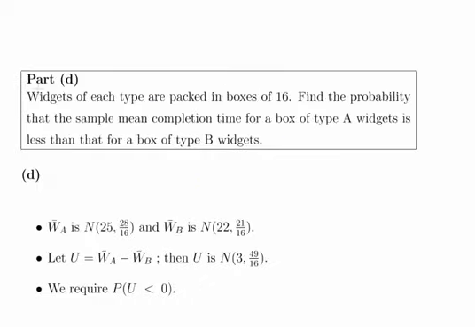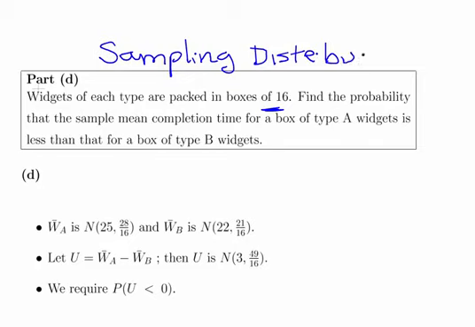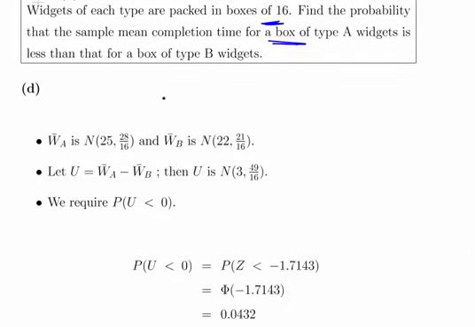Okay, so that's grand. Now the next part. Widgets of type D are packed in boxes of 16. Now, if you see something like that, immediately think sampling distributions. Find the probability that the sample mean completion time for a box of 16 type A widgets is less than that for a box of type B widgets.